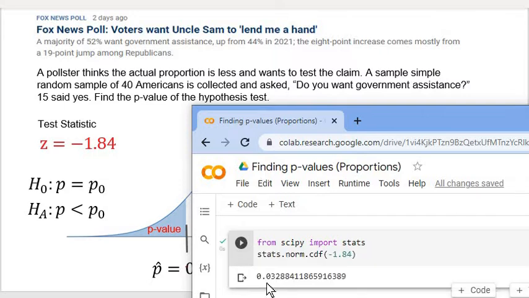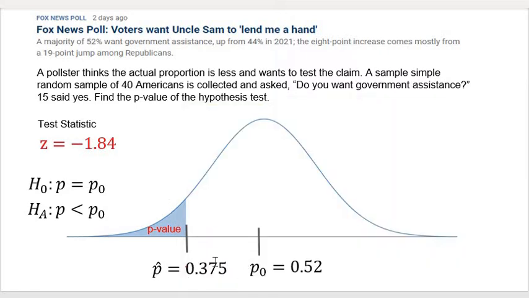So the area to the left of negative 1.84 is about 0.03288, or roughly 3%. So basically what I'm saying is that the p-value is 0.03. So the p-value for this test is 0.03. And that's the area to the left of negative 1.84 in the standard normal distribution.